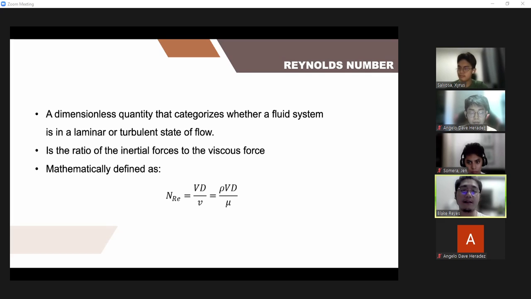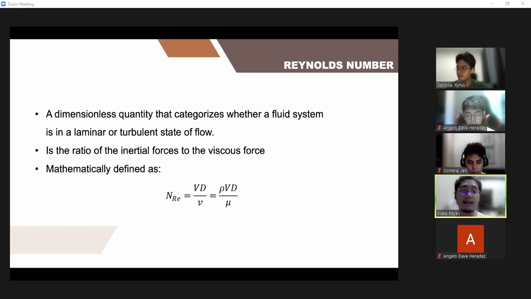The Reynolds number is a dimensionless number that aids in the categorization of fluid systems wherein the velocity or flow pattern of a fluid is affected by viscosity. It is essentially the ratio between the inertial forces and the viscous forces. The Reynolds number is calculated by the equation N_Re equals VD over v, wherein the big V is the uniform velocity of the fluid as it approaches the cylinder or sphere.